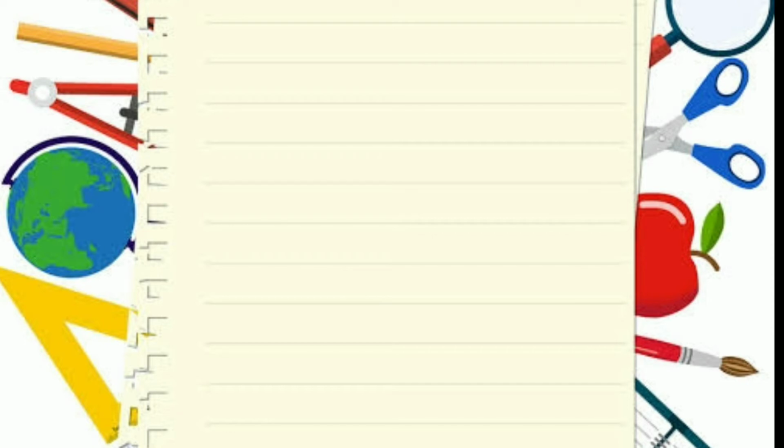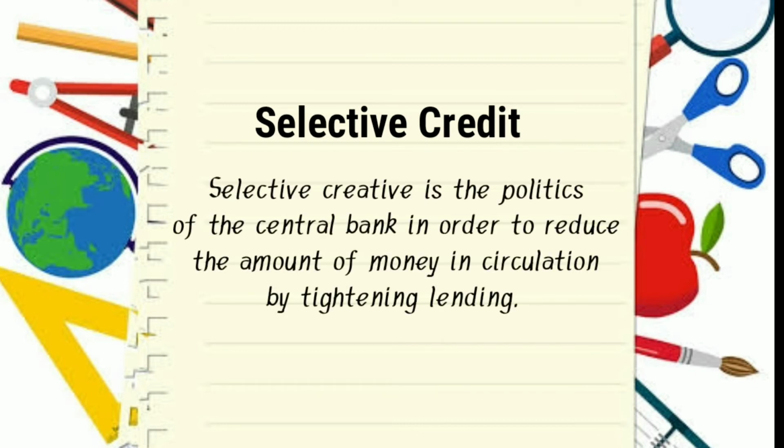The last instrument of monetary policy is selective credit. Selective credit is the policy of the central bank in order to reduce the amount of money in circulation by tightening lending.